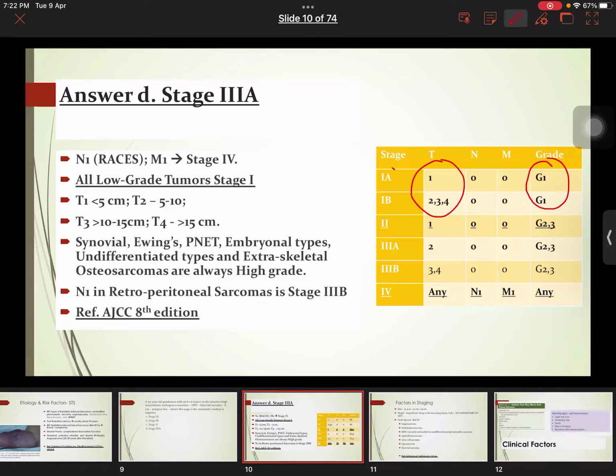So what is stage 1A? 1A is going to be grade 1 and T1. T1, G1 will come under stage 1A. All other T's with grade 1 will come under stage 1B.